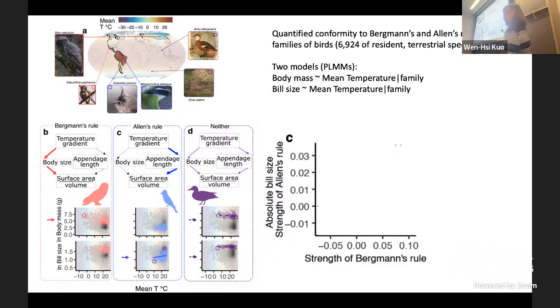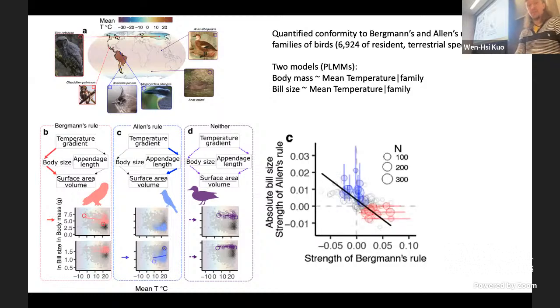And so what I'm going to show here is a plot of plots. Right? On the y-axis, we show how strongly a family conforms to Allen's rule, that is, how hard do they change their bill size given a certain amount of temperature change. On the x-axis, we have the strength of Bergmann's rule, right? Which is how strongly a family changes their body size given the same change in temperature. And so each point here represents a family.